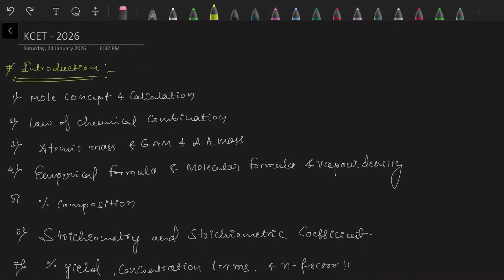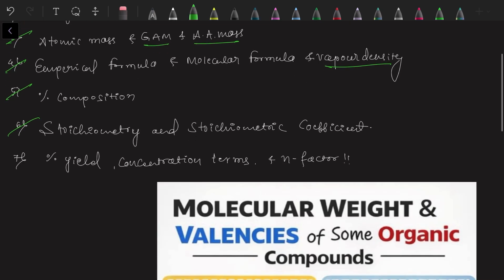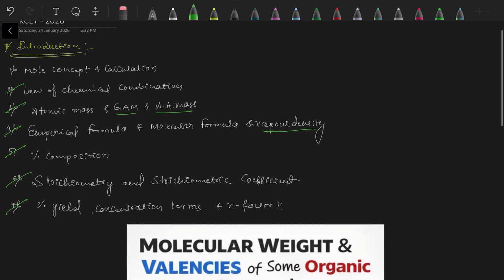Today I am going to discuss the most important topic, that is mole concept and the calculation. After that we'll go for the law of chemical combination, then atomic mass, gram atomic mass and average atomic mass. Then we'll go for the empirical formula, molecular formula and vapor densities. Percentage of composition is also important. After that stoichiometry and stoichiometric coefficient. Then the last ones: percentage yield, concentration terms and n factor. These are the most important topics of the entire chapter, mole concept or some basic concepts of chemistry.